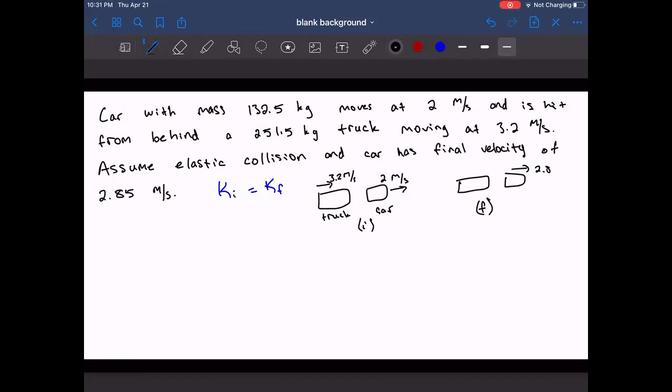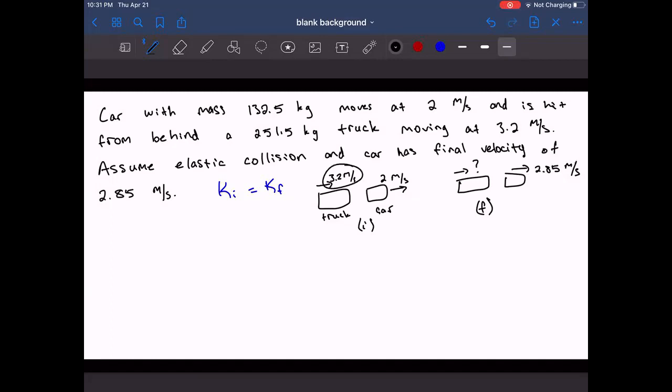It's moving at 2.85 at the end. And we don't know how fast the truck is moving at the end, but imagine an elastic collision. Yes, kinetic energy is conserved, but look, the car is moving faster. So that means the truck has to be moving slower. There's no way for it to be moving faster or at the same speed, because there's no extra energy here. The initial is equal to the final.